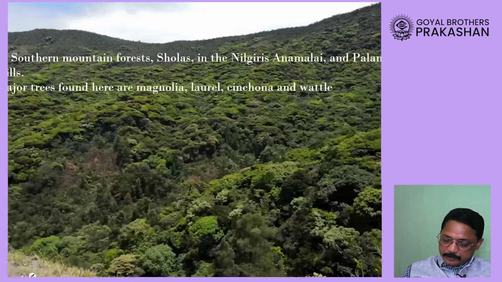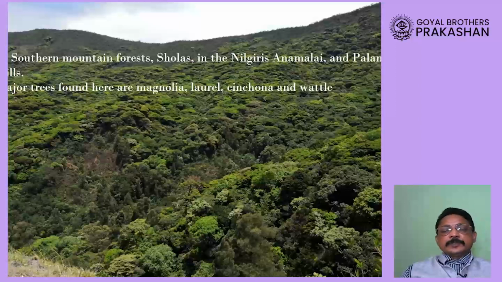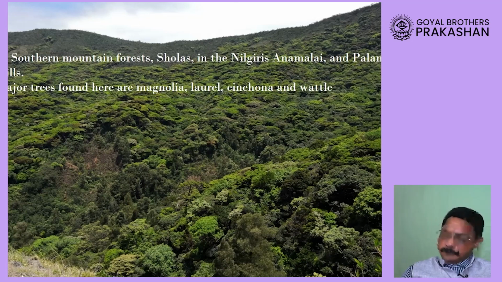Okay, now look here. When you go to South India, there is basically the Nilgiri Mountain and the Annamalai Mountain range. There you will find a very interesting plant, and that plant is called Shola. Besides Shola plantation, Magnolia and Laurel are found, Cinchona is found, Wattle. These are the vegetation found in South India.